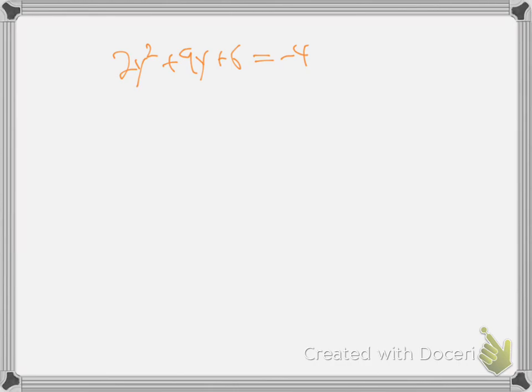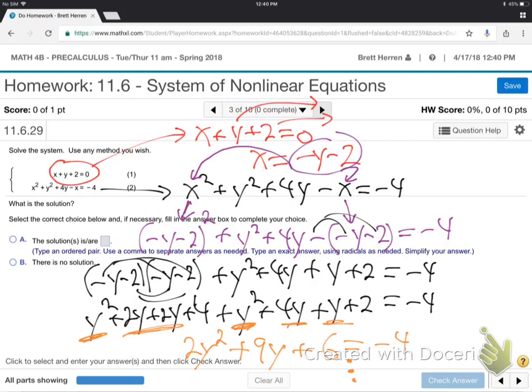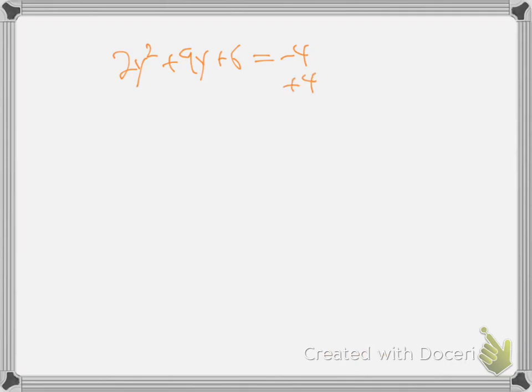So then, what do we do next? What would be the next step on this one? Get a 0, right? Everybody good with that game plan? You see higher powers, get a 0. First step is get a 0, right? So you want to add 4 to both sides. You can get 2y squared plus 9y plus 10 equals 0.